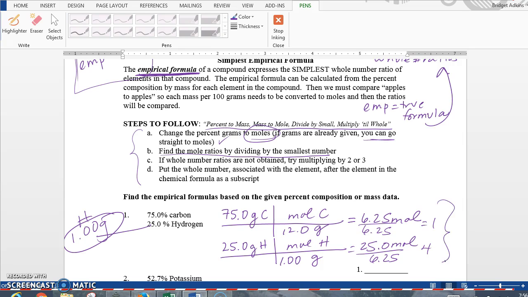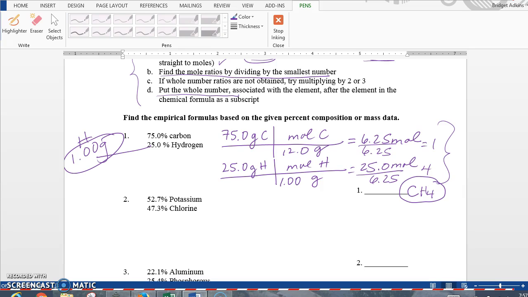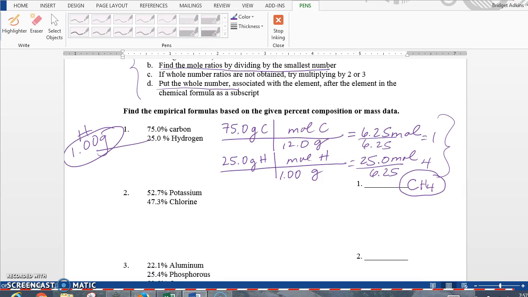So what you get right there are these nice whole numbers. And so it says if whole number ratios are not obtained, then we're going to have to multiply. But clearly we get nice numbers here. So then those numbers become the numbers associated with that element. So this was for carbon. So that means we have 1 carbon, and we don't write the 1, right? It's understood. And then we have 4 hydrogens. So your empirical formula is CH4. Okay? So percent to mass, mass to mole, divide by small, and that last step, multiply to a whole, we didn't have to do it here because it was nice, clean whole numbers. And I'll show you what we do when that is not the case.